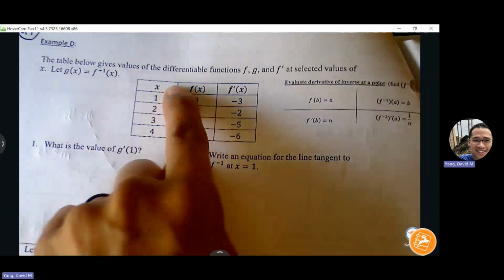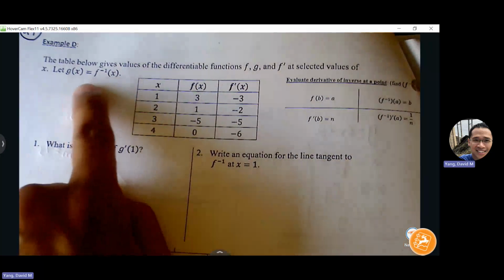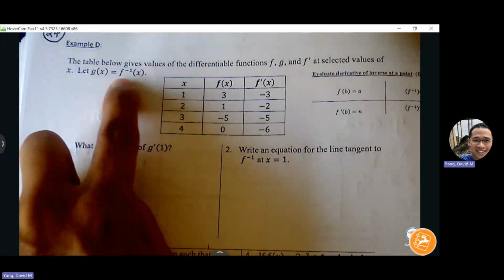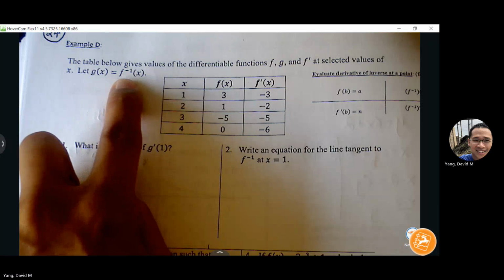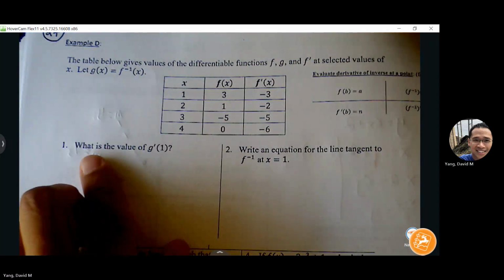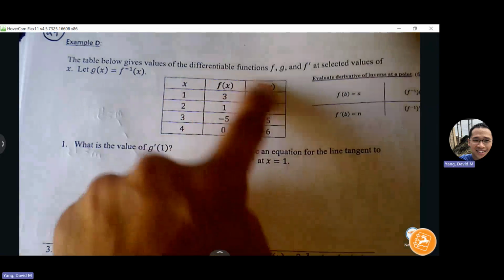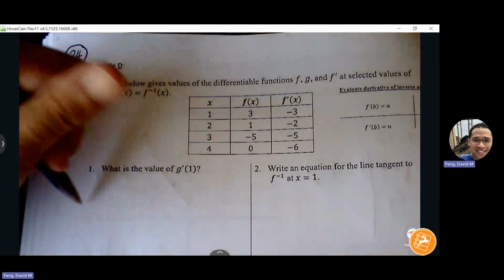Okay, the table below gives the values of the differentiable functions f, g, f prime, and g prime at selected values of x. Let g equal f inverse. So we know there's a relationship here. g and f are inverses of each other. So actually, they don't give us anything on the inverse side. They just give us something on the function side. But we can still establish everything that we need.